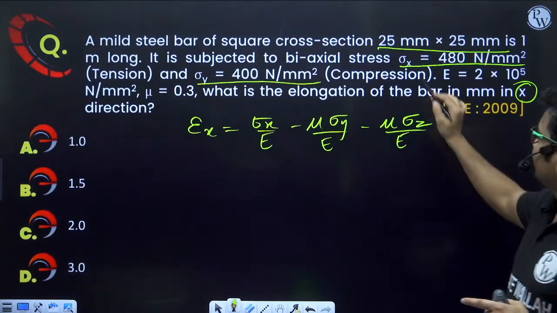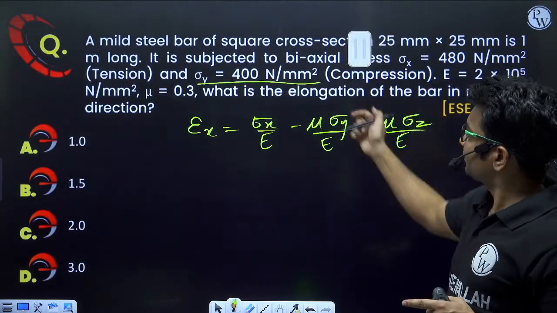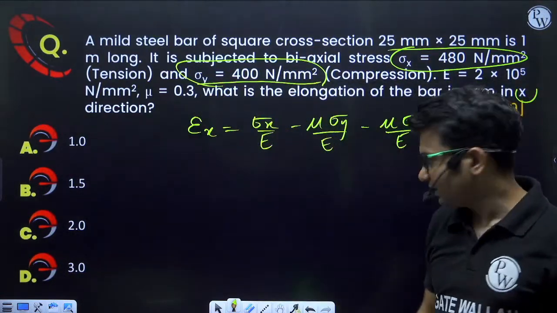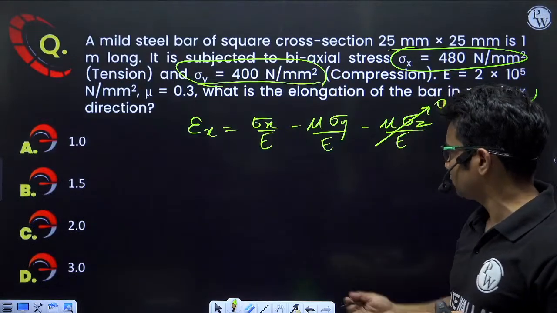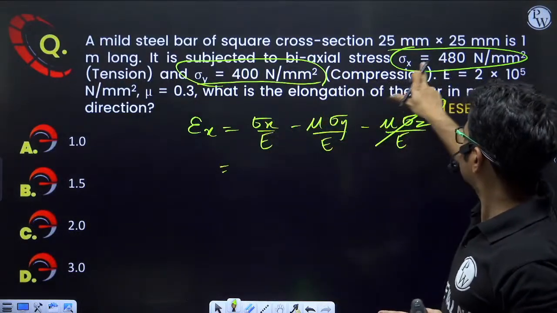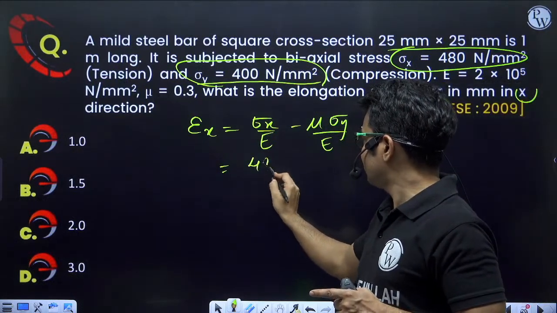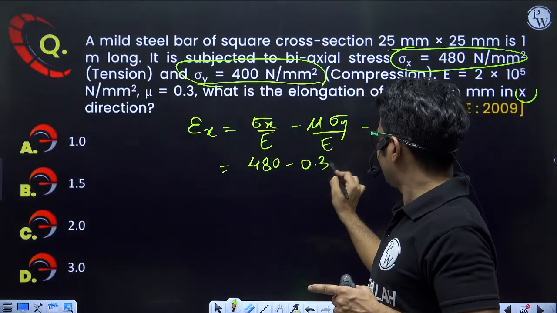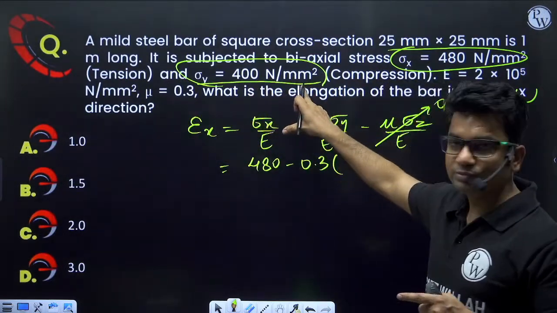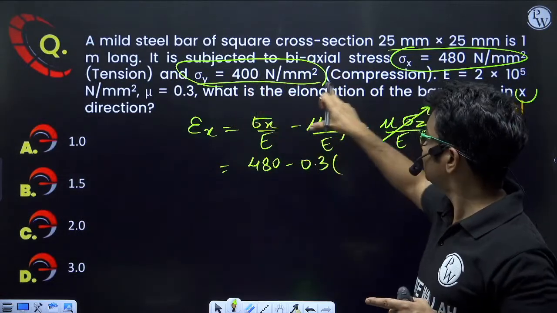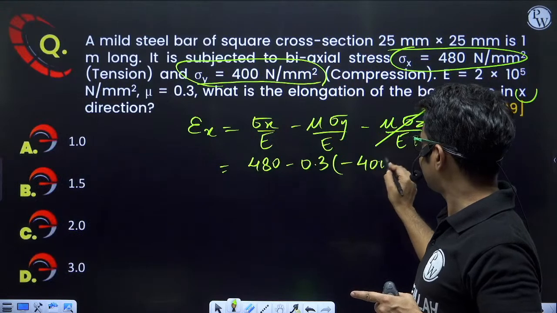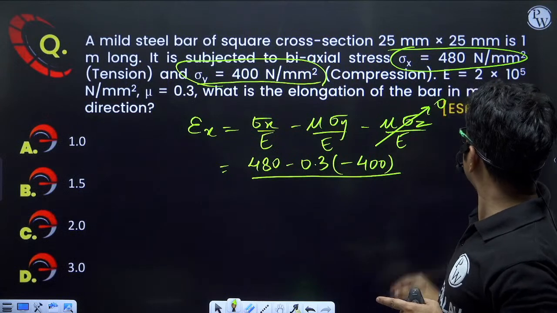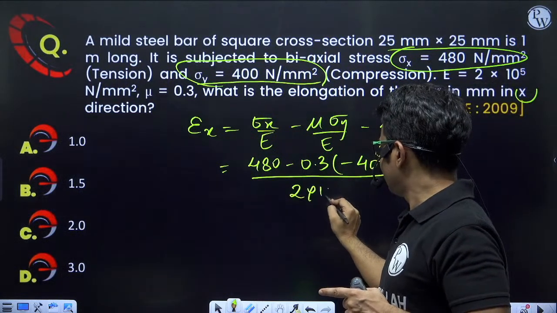Okay, so here only x direction and y direction are given. Stress in x direction is given, stress in y direction is given. We are not given stress in z direction. That means stress in z direction will be 0. So this part will become 0. Now sigma x is given as 480 Newton per mm square. So let us write 480 here minus mu, Poisson's ratio is 0.3, into sigma y, which is 400 Newton per mm square, but this is compressive, so we'll write minus 400 Newton per mm square, whole upon Young's modulus. What is the value of Young's modulus? 2 into 10 to the power 5.